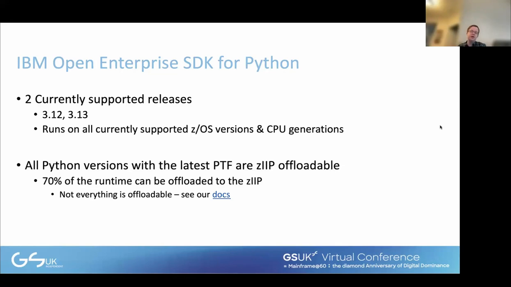But if you do have a zIIP processor on your Z system, and you've got the latest PTFs installed for Python, Python's going to be eligible to be offloaded to your zIIP for up to 70% of its runtime. Now, not everything is offloadable, so you can head to our docs to find out what is eligible. So we list them out.